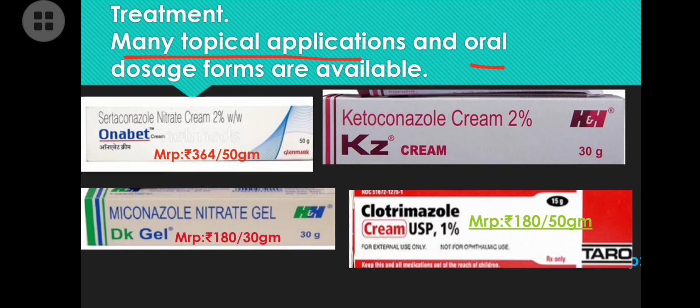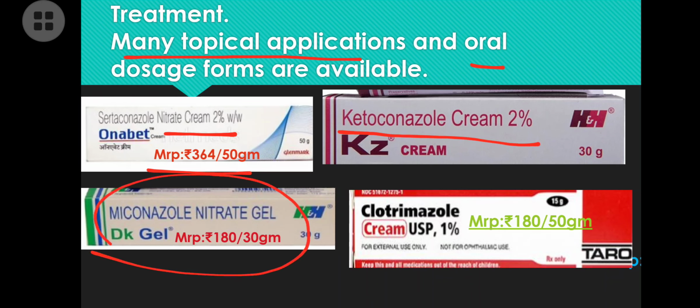There is no steroid mix here. See, sertaconazole, a brand name is Onabet. The MRP of this is 364 for 50 gram. Then ketoconazole, 2% available, KZ cream 30 gram. Then the next one is miconazole, DK gel, 180 rupees for 30 gram, clotrimazole 180 rupees for 50 gram, Candid Gold in the form of brand name, you can get it.